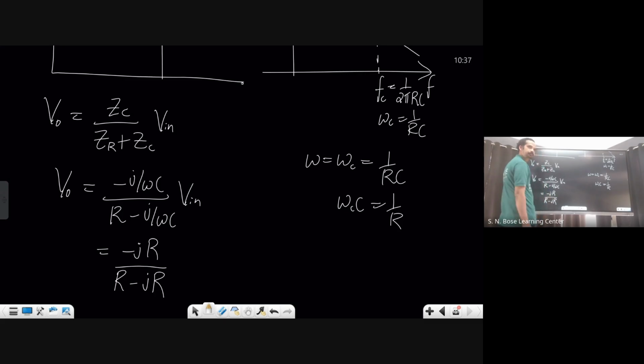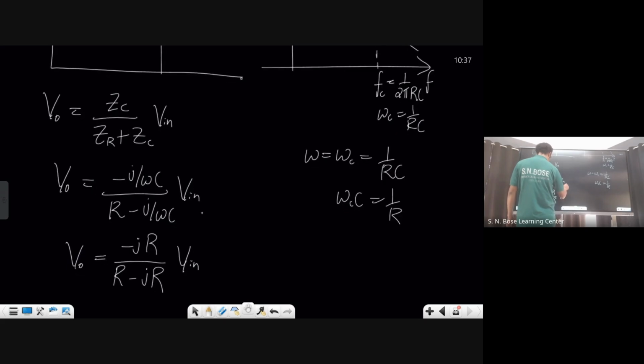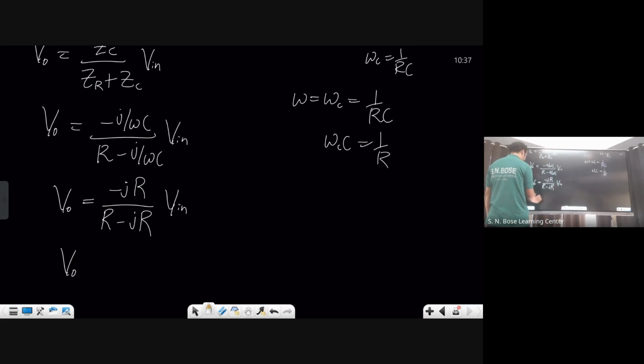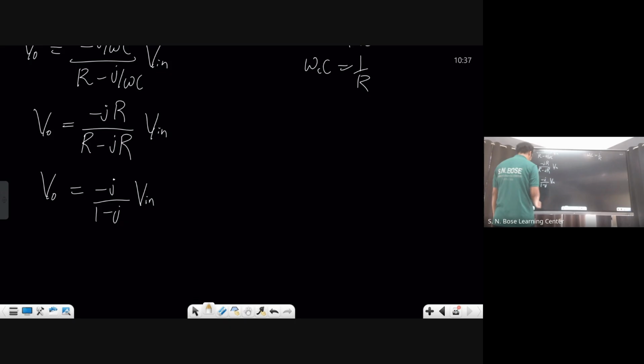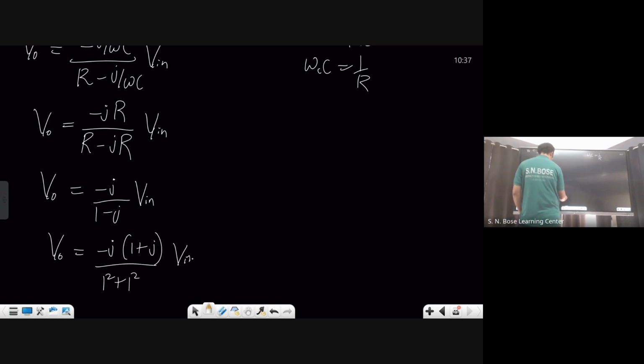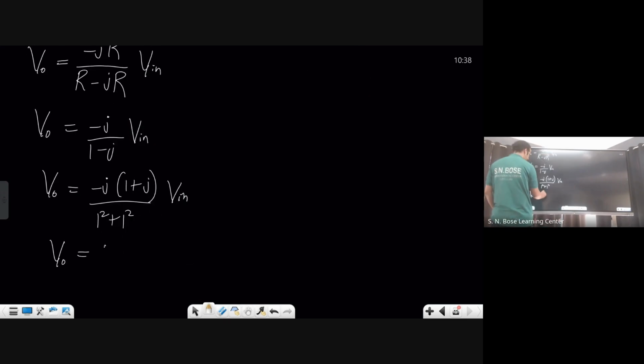You got the point? 1 by omega C is R. So V naught, V in here. R got cancelled. Minus j over 1 minus j, times V in. V naught is equal to minus j into 1 plus j divided by 1 squared plus 1 squared, times V in. That is 1 minus j by 2 times V in.